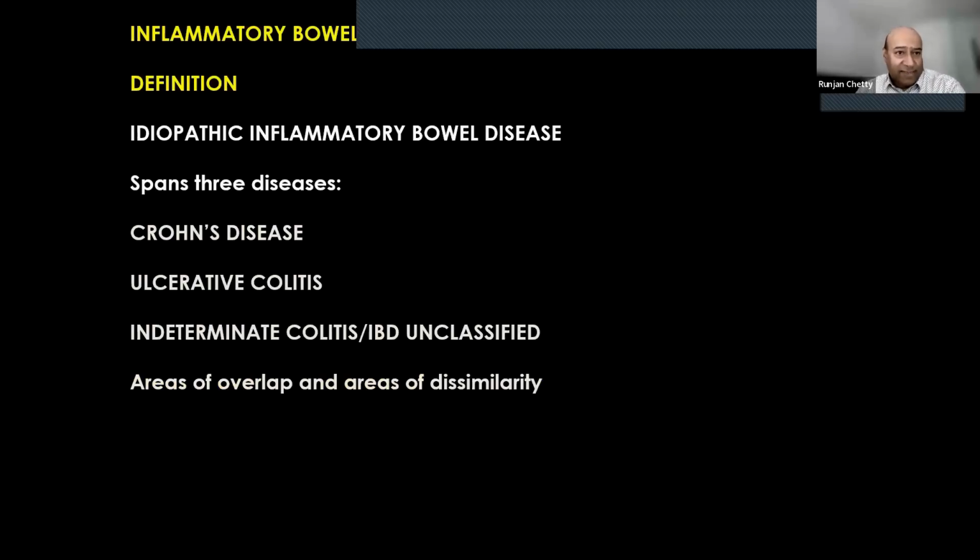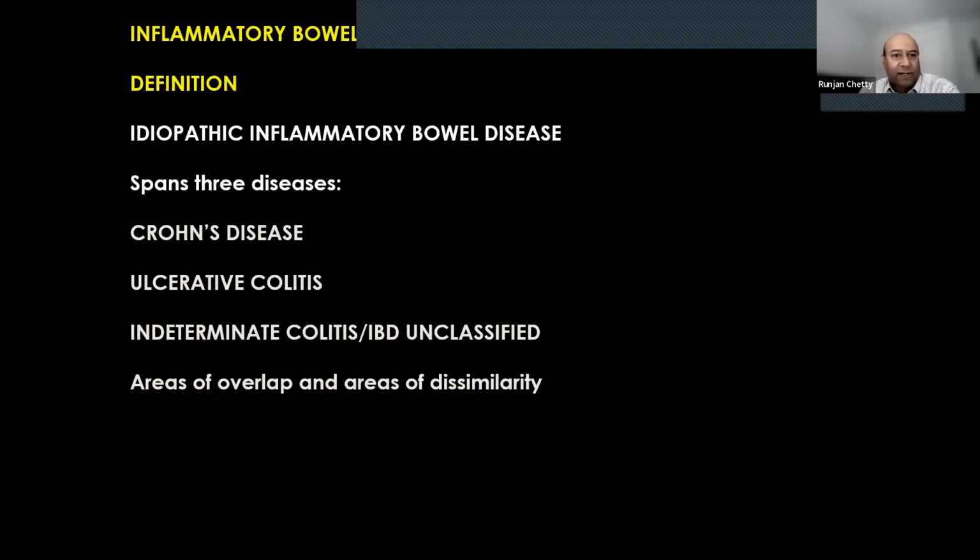Inflammatory bowel disease, or as it's known, idiopathic inflammatory bowel disease, spans three different diseases, as we all know: Crohn's disease, ulcerative colitis, and what was called indeterminate colitis, which was sort of in between, where we couldn't quite make up our minds. It is now called idiopathic inflammatory bowel disease unclassified, or IBDU, and you'll see that abbreviation cropping up in the literature. And in its obvious form, Crohn's disease and ulcerative colitis, in their classical forms, can easily be distinguished because they have a set of features that allow them to be clearly delineated.